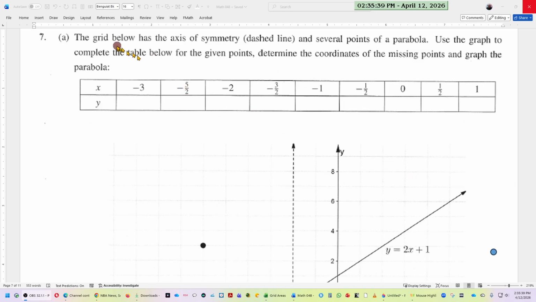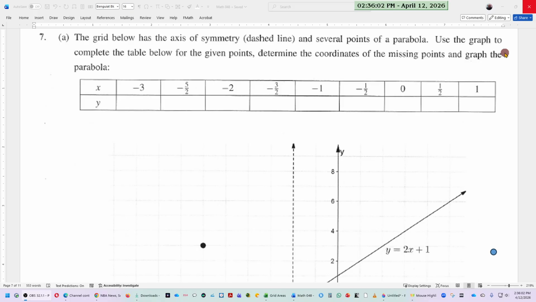Okay, so we are given this grid below. It has an axis of symmetry. This is this dotted line. And then they put some of the points of the parabola. It says use the graph to complete the table, which you see right here, for the given points. Notice it says to use the graph.